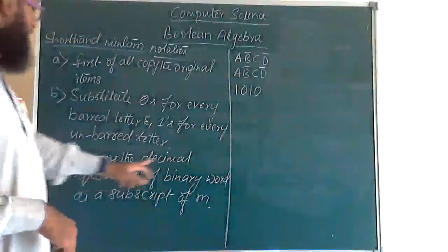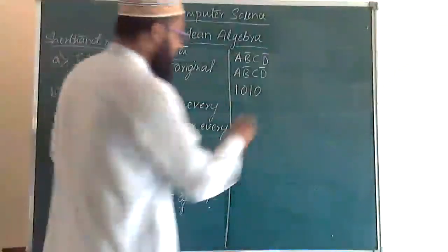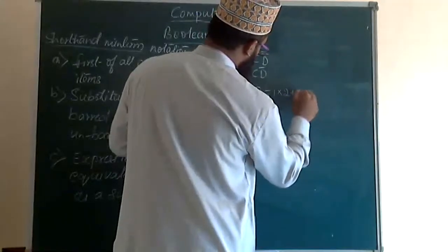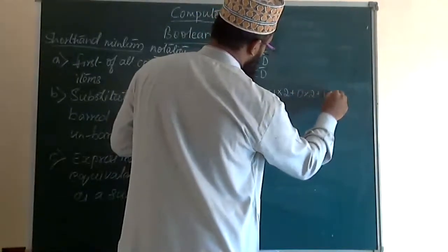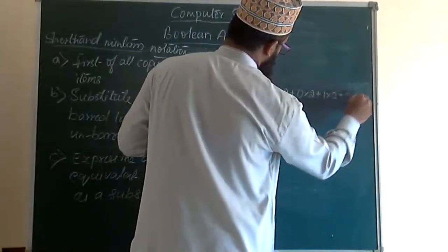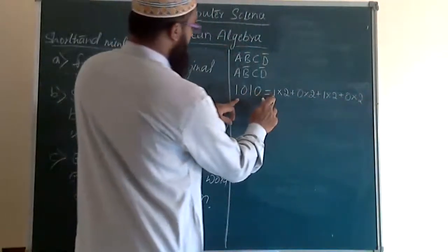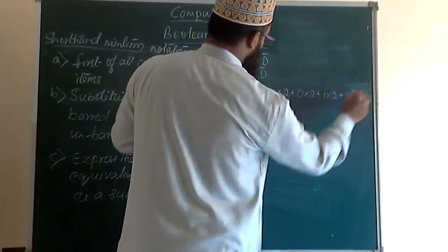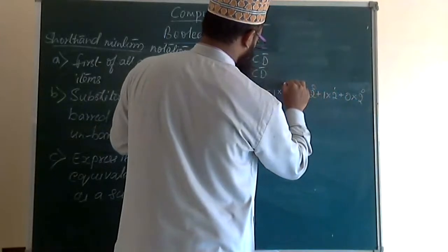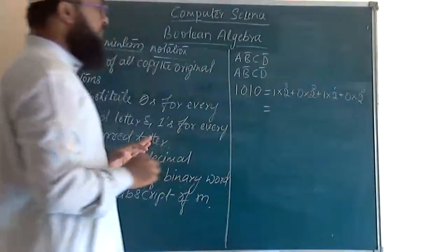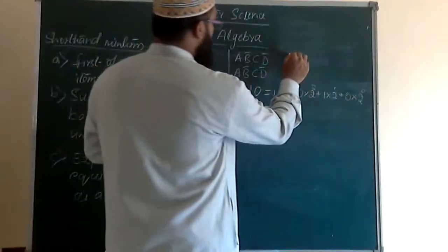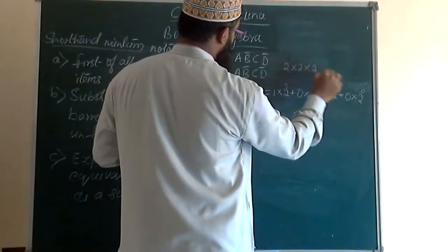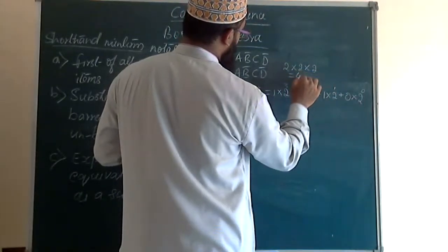Then express the decimal equivalent. We have to derive the decimal equivalent: 1 into 2 to the power 3 plus 0 into 2 squared plus 1 into 2 to the power 1 plus 0 into 2 to the power 0. Here 2 cubed means 2 into 2 into 2, which is 2 twos are 4, 4 into 2.